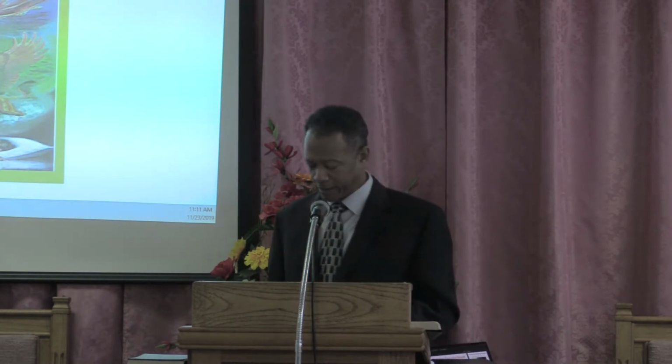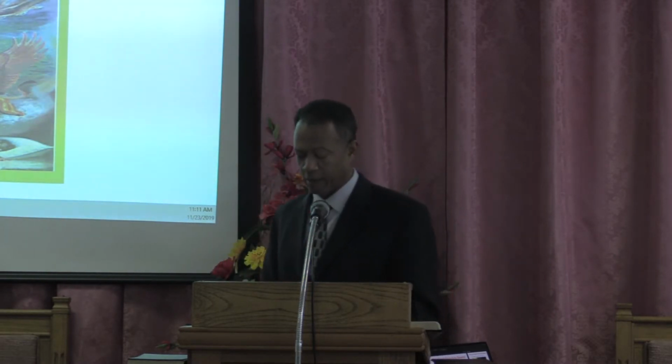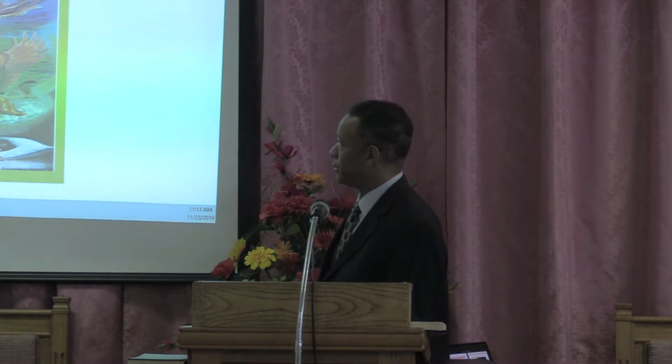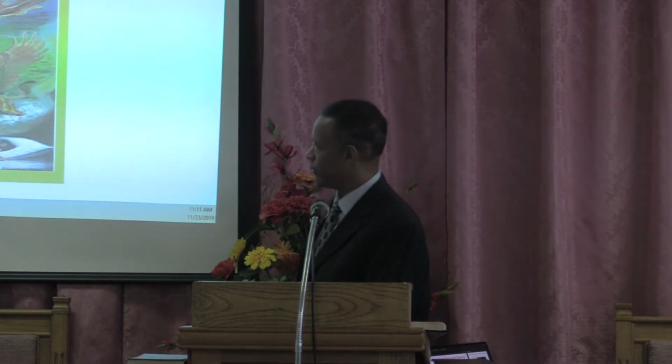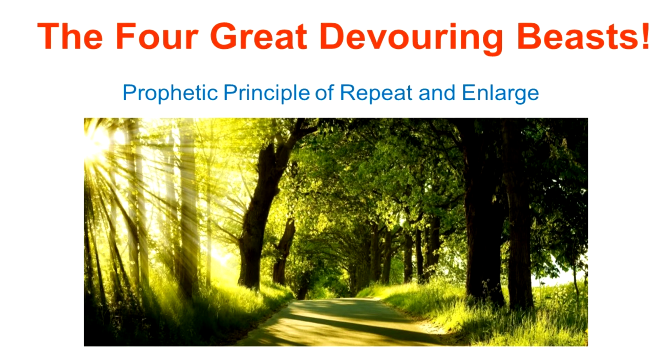Okay, we're going to continue with the message that I started the last time in Daniel chapter 7. So if you can turn with me there, Daniel chapter 7, we're going to first do a quick review of some things that we covered the last time, and then we're going to look at the next great devouring beast of Daniel chapter 7. The first thing I mentioned in the last presentation was this idea of what the Bible speaks about called the repeat and enlarge principle.